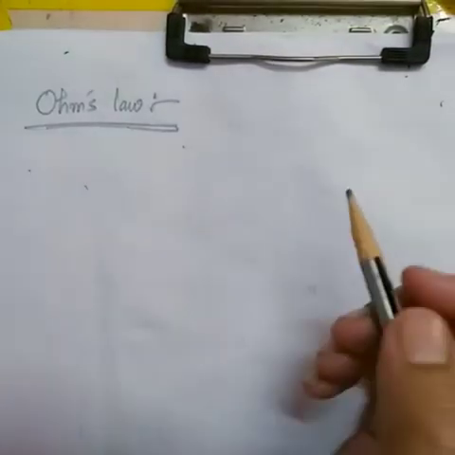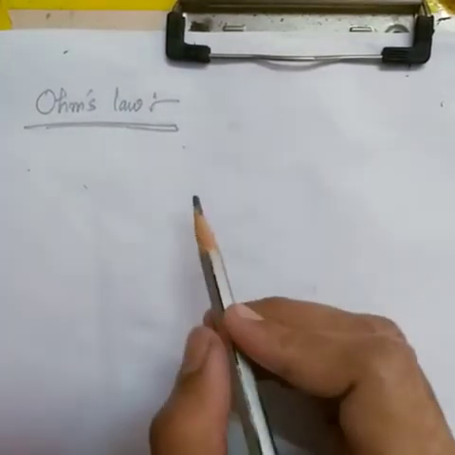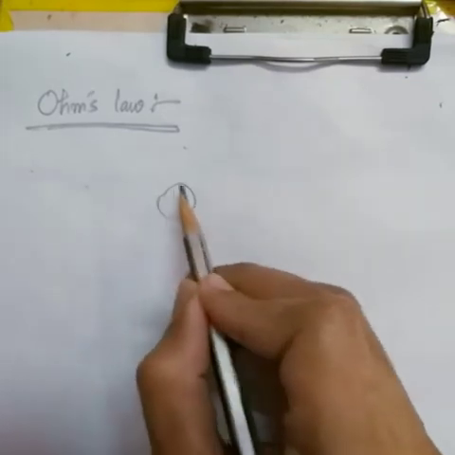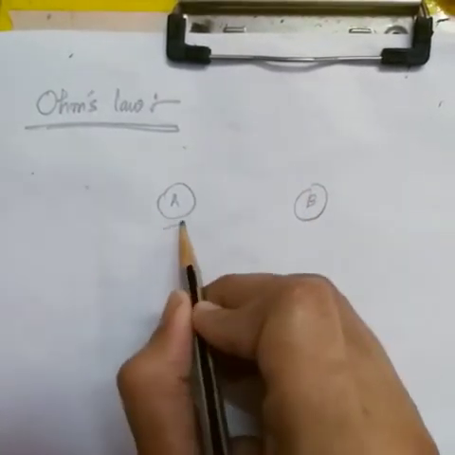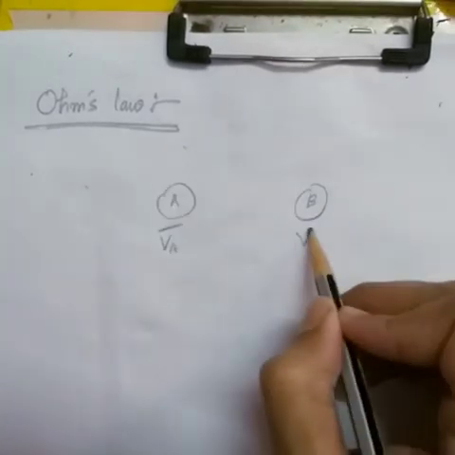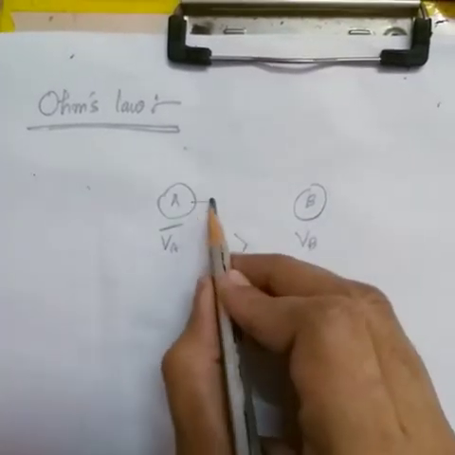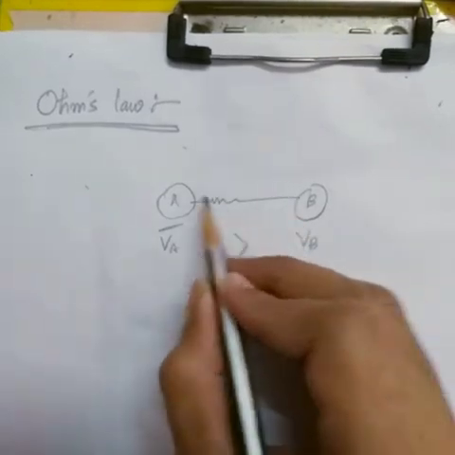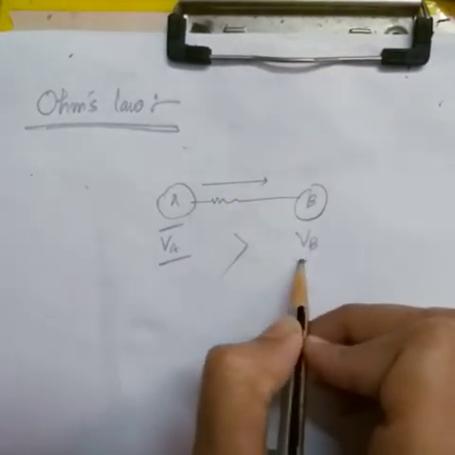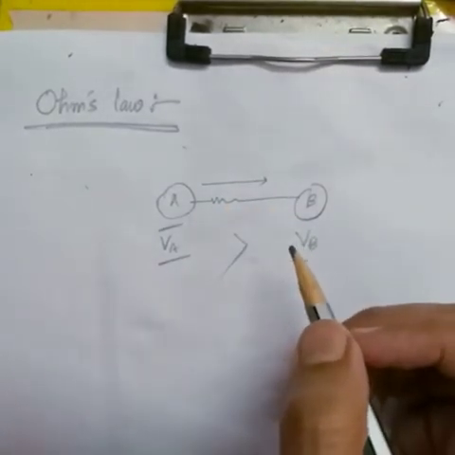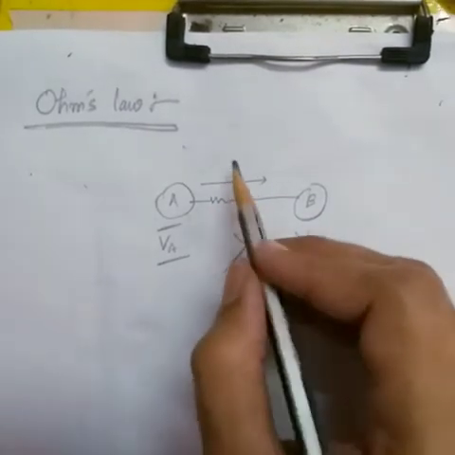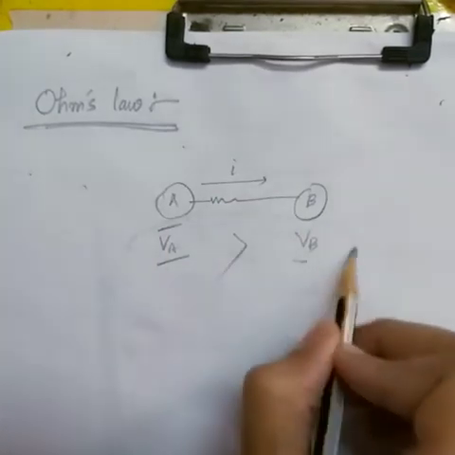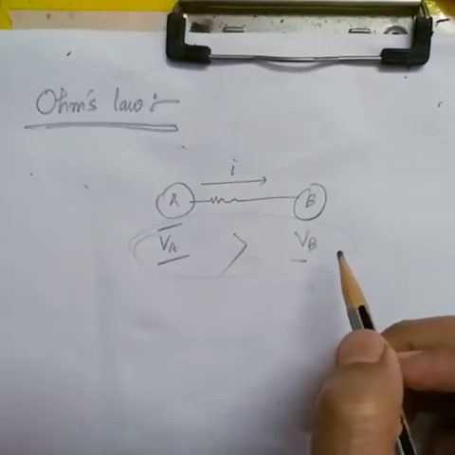Hello students, in some of our previous classes we have discussed that if there are two charged conductors, suppose A and B, and A has higher potential than B, then if you connect them with the help of a wire, some current will flow from A to B, right? So you can understand from this that definitely there is some relation between the current I and the potential difference between the two points, right?